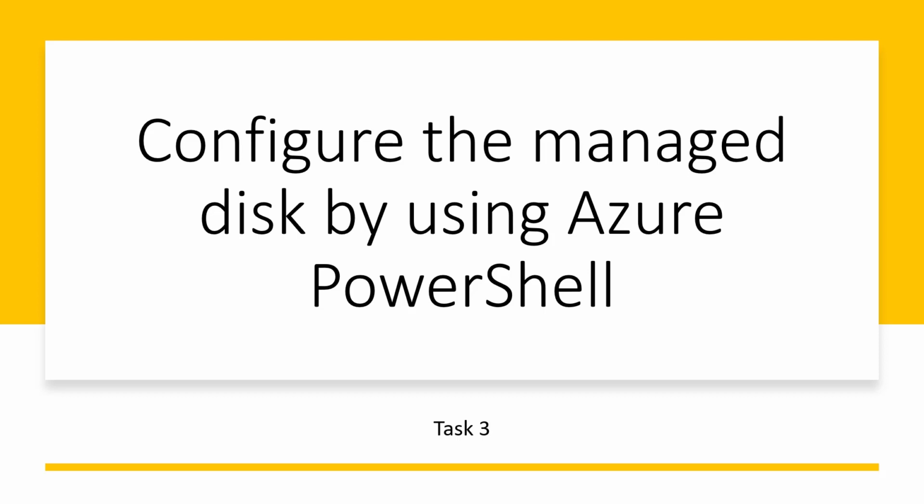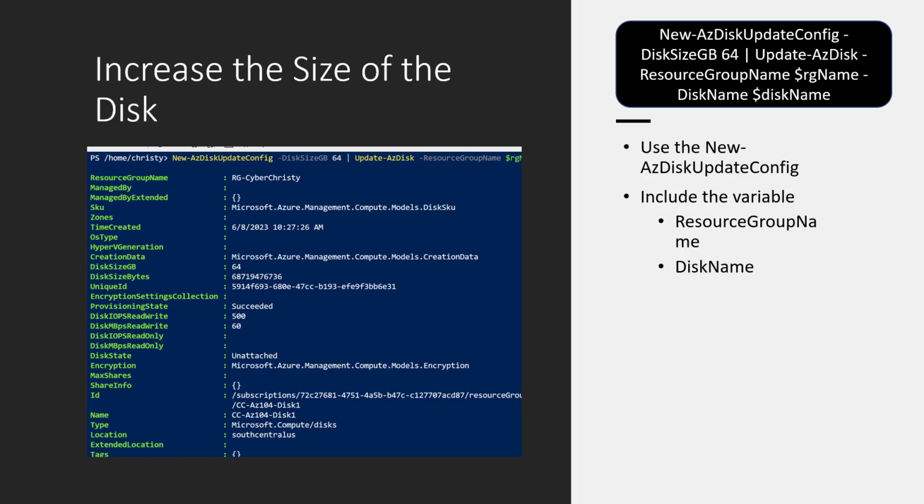Task 3 is to configure the managed disk by using Azure PowerShell. This PowerShell command updates the configuration of an existing Azure disk. The first part of the command, New-AzDiskUpdateConfig, creates a disk update configuration object with the specified revisions for the Azure disk. In this example, -DiskSizeGB 64 specifies that we want to increase the disk size to 64 gigs.